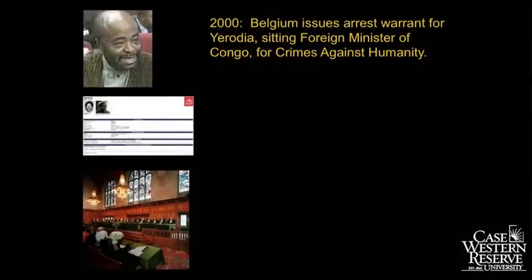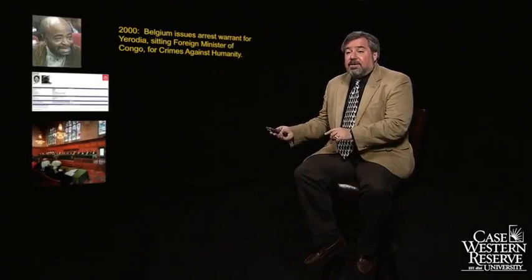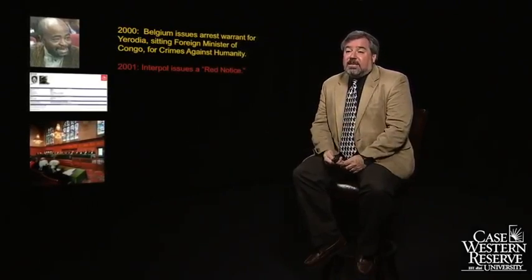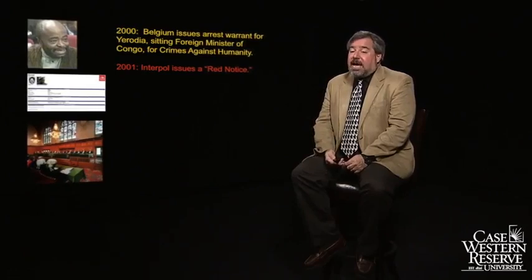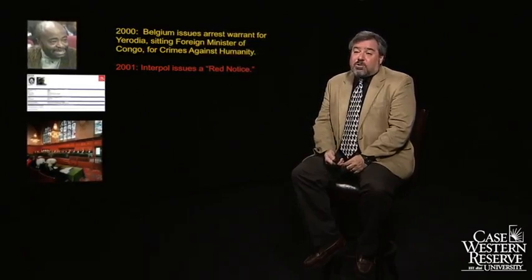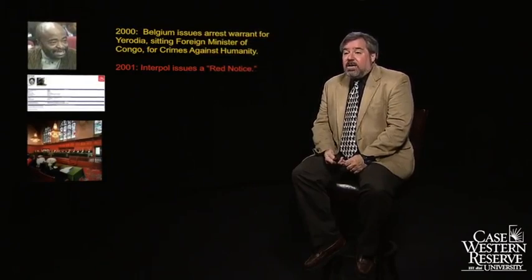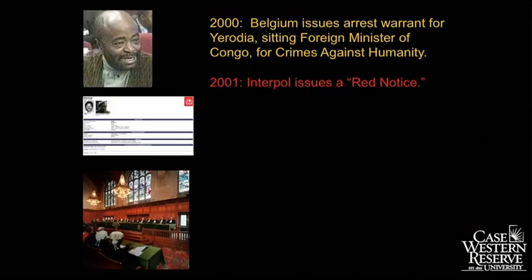And this is the famous case of the Belgium arrest warrant against the Congo foreign minister named Yerodia. Belgium issues this arrest warrant in the year 2000, claiming that Mr. Yerodia is responsible for crimes against humanity against the Tutsis. These are the same victims of the Rwanda conflict that were also victimized in the neighboring Congo. So immediately afterwards, Belgium asked for an international arrest warrant to be issued by Interpol. These international arrest warrants are called red notices.